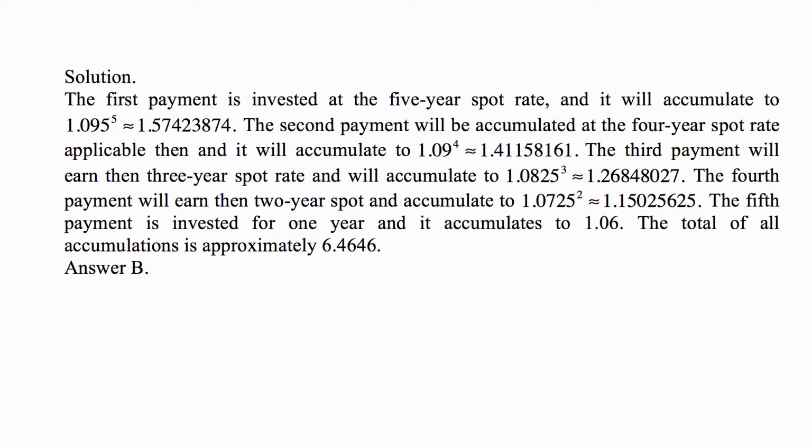The third payment will earn the 3-year spot rate, which will be 8.25%, over 3 years. The fourth payment will earn the 2-year spot rate and accumulate to 1.0725 squared, and the fifth payment is invested for 1 year and accumulates to 1.06, at 6%, the then 1-year spot rate. The total of all accumulations is approximately 6.4646. That's the sum of all the numbers that we calculated, and that's answer B.